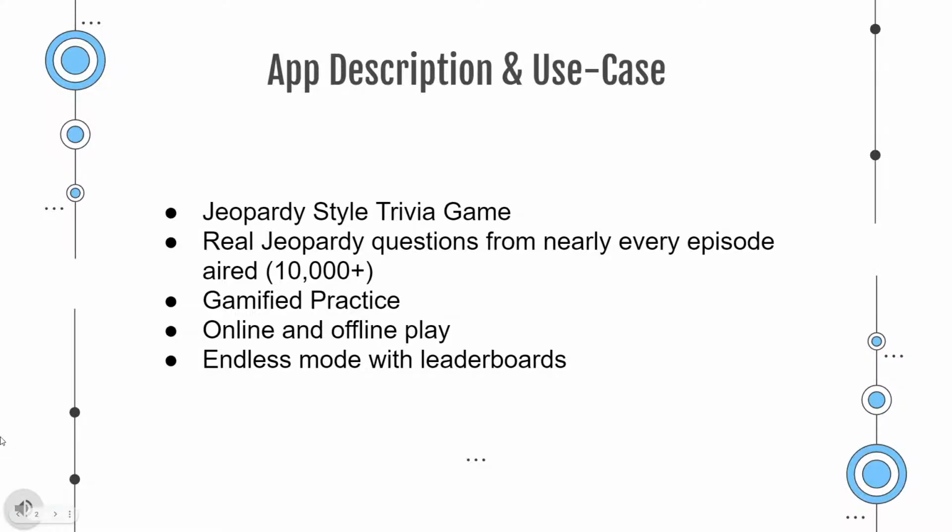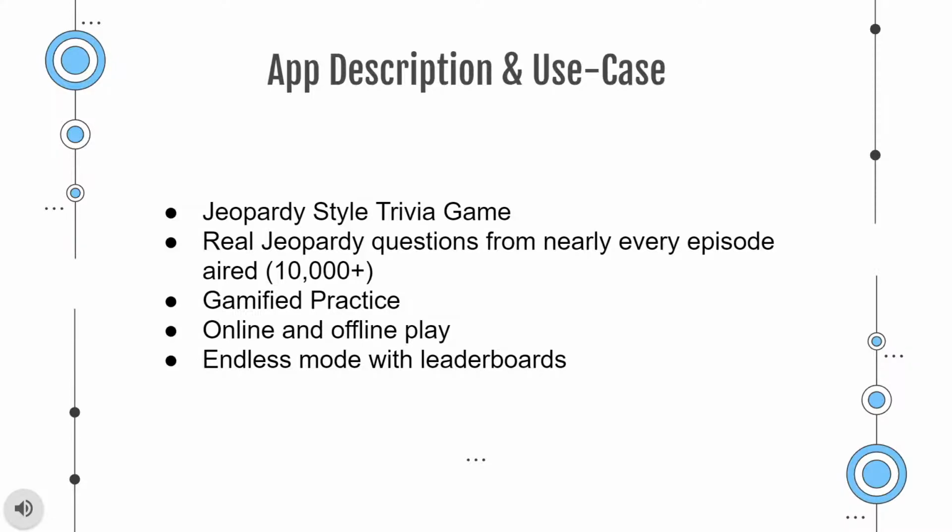As far as our app description and use case, our application is a Jeopardy-style trivia game that features real Jeopardy questions from almost every episode that was aired. I think we have close to 10,000 or more clues in our online database. And within the app, it's essentially a gamified practice for Jeopardy. There's an online mode where you can play real time against other players, as well as an offline mode that would let you play against computer opponents.